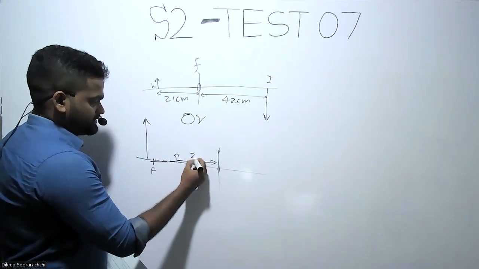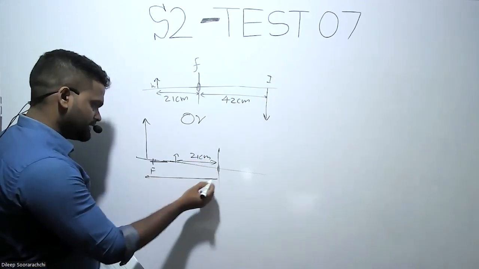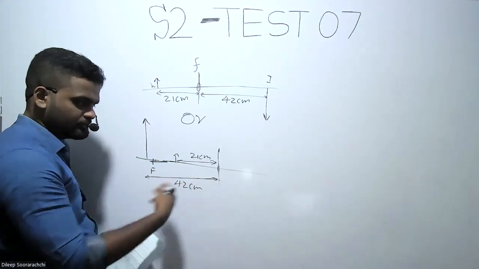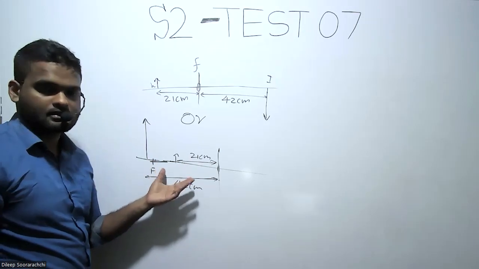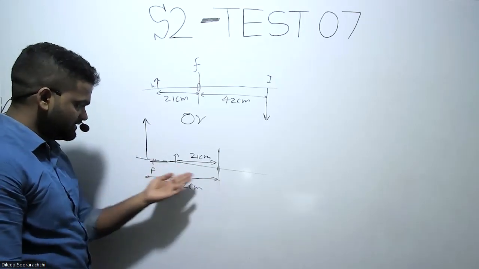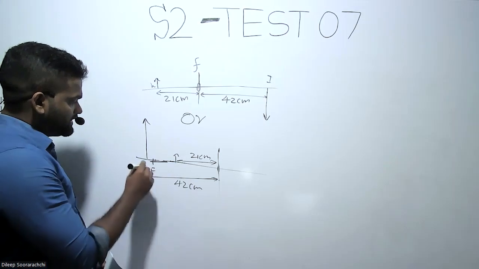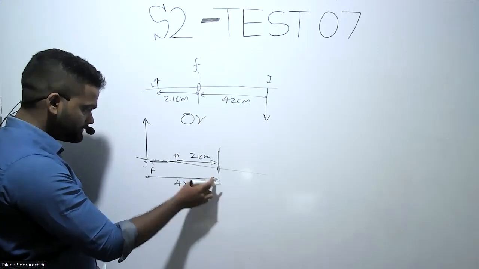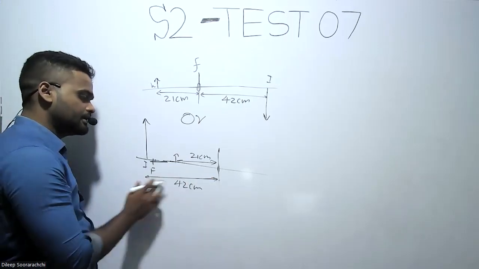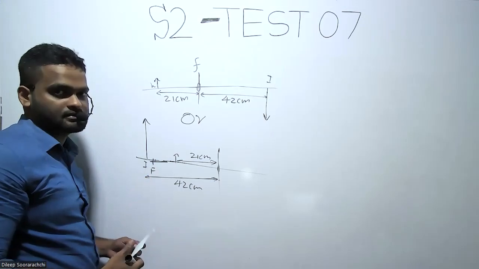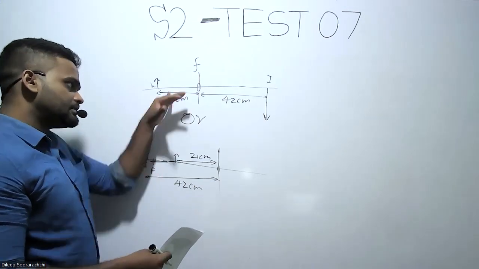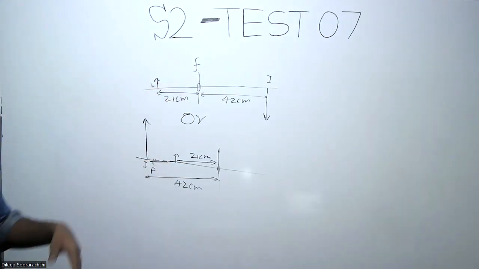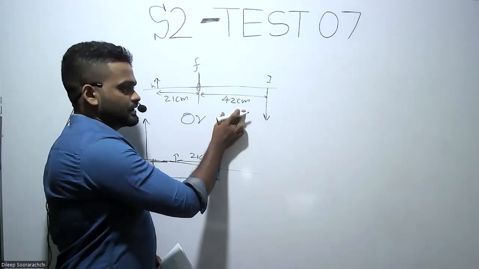So the object distance is 21 centimeters. The other one should be 42, because the image height is 2 times, so the image distance is 2 times. So the image can form either here like this, or at the back of the convex lens. Those are the 2 cases, so we have to consider both. What they ask is the focal length. So according to this one, I will find the focal length.